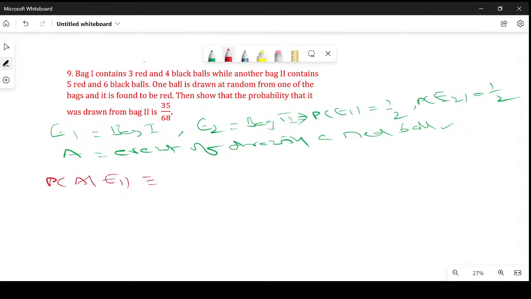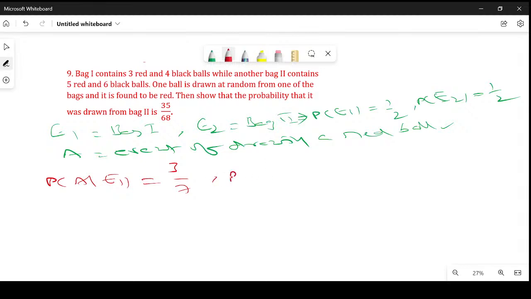When we talk about P of A by E1, in bag 1 we have a total of 7 balls, and 3 are favorable to red. So P of A by E1 is 3 by 7. Is it clear? Out of 7 balls, 3 are red.